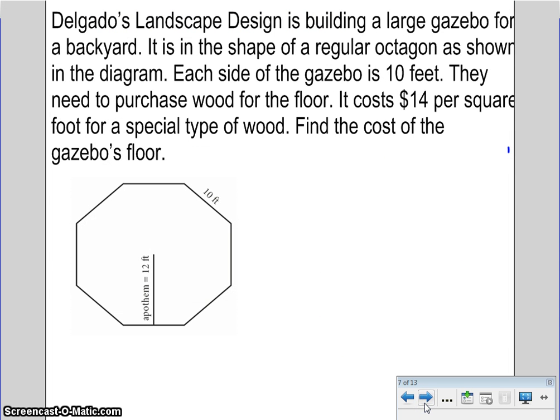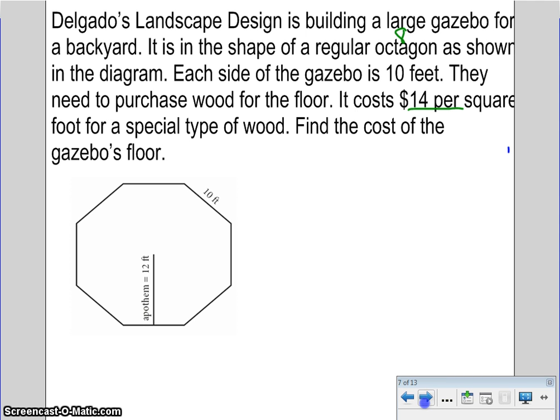All right, number 3. Delgado's landscaping design is building a large gazebo for the backyard. It is in the shape of a regular octagon. Octagons have 8 sides, as shown in the diagram. Each side of the gazebo is 10 feet. They need to purchase wood for the floor, and it costs $14 per square foot for a special type of wood.